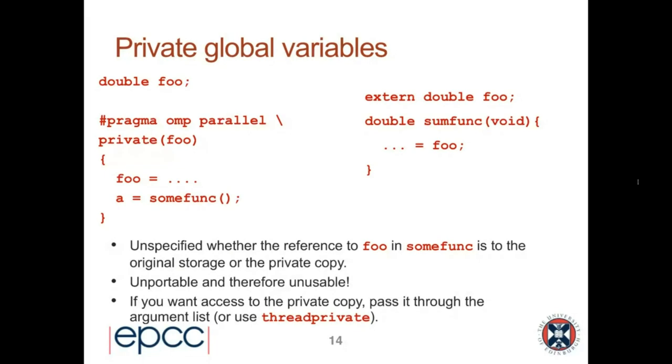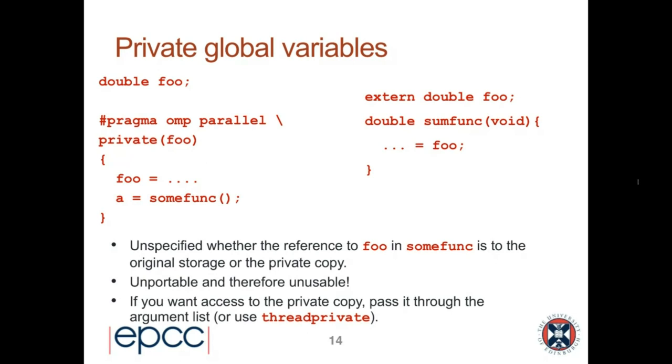And then I make it private on the parallel region. So inside the parallel region, on the left-hand side here, that reference to foo is to the private copy and not to the original global variable.